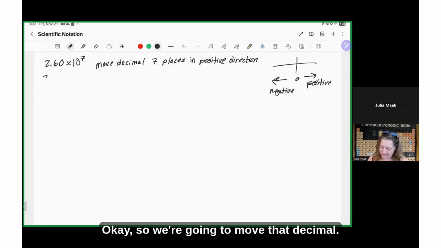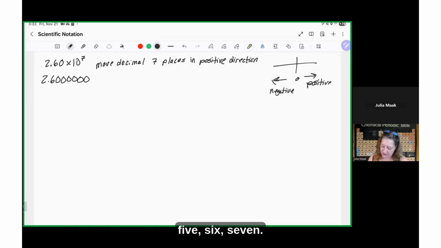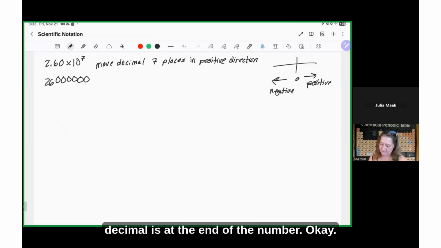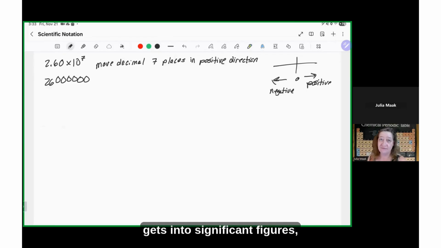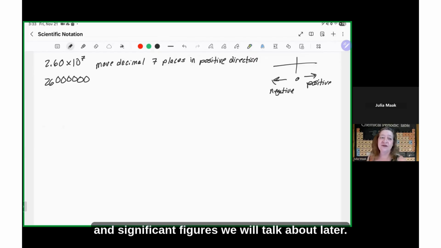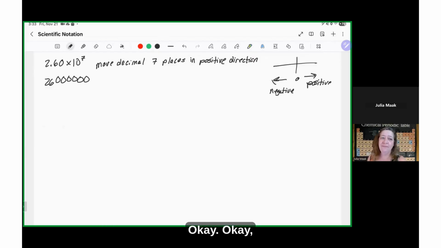Okay, so we're going to move that decimal. It's right here. We're going to go 1, 2, 3, 4, 5, 6, 7. So the decimal is at the end of the number. But we're not going to put a decimal at the end because that gets into significant figures, and significant figures we will talk about later.